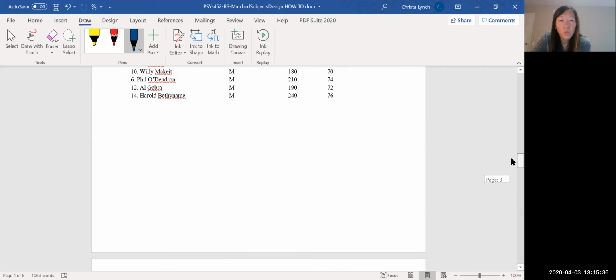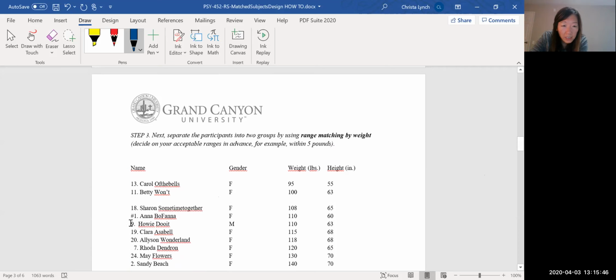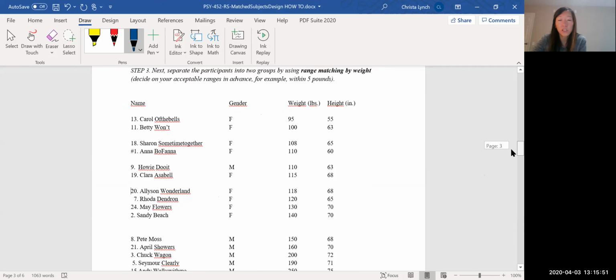So one group would be female, so match the female. Maybe it would be easier if I did it like this, just so you could see the pairs. The first pair is actually both female, so we can keep that. The next pair is also female, we'll keep that. But unfortunately, Howie is a male, and so we're going to have to put Clara with Allison. So we're going to make a few new pairs.